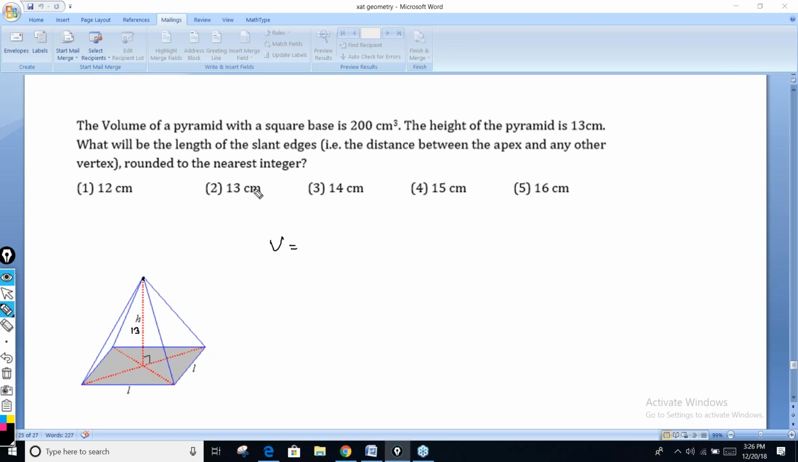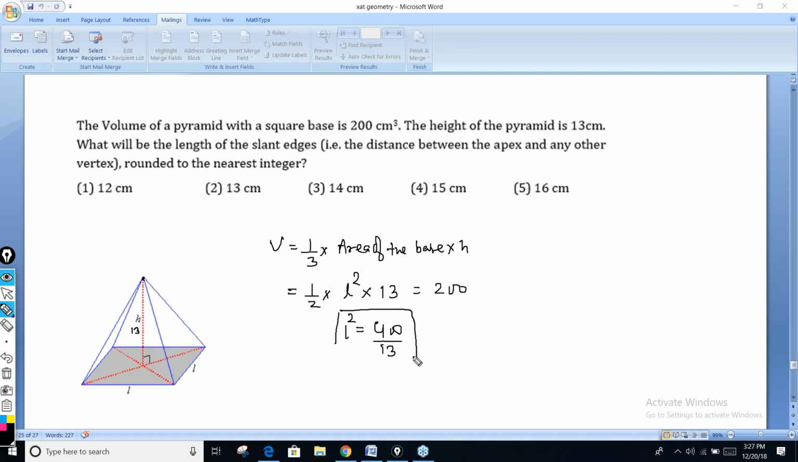So the volume of the pyramid is 1/3 into area of the base into height. I'm sure you know that. So area of the base is side square and height is given as 13 and that is given as 200. So from here we get the value of L square, that is 400 by 13. That is L square, that is the side. That is the height.